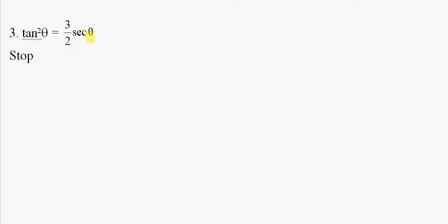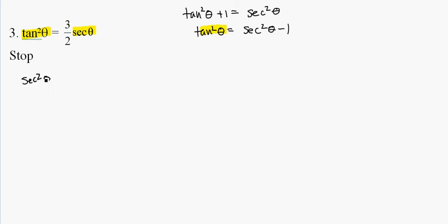Okay, in this one, again, we have the linear term secant theta. So we want to change this tangent squared into a secant expression. Well, hopefully you know that tangent squared theta plus 1 is equal to secant squared theta. So therefore, I'm going to let tangent squared theta equal secant squared theta minus 1. So I'm going to replace tangent squared with secant squared theta minus 1. So we get secant squared theta minus 1 equals 3 halves secant theta.